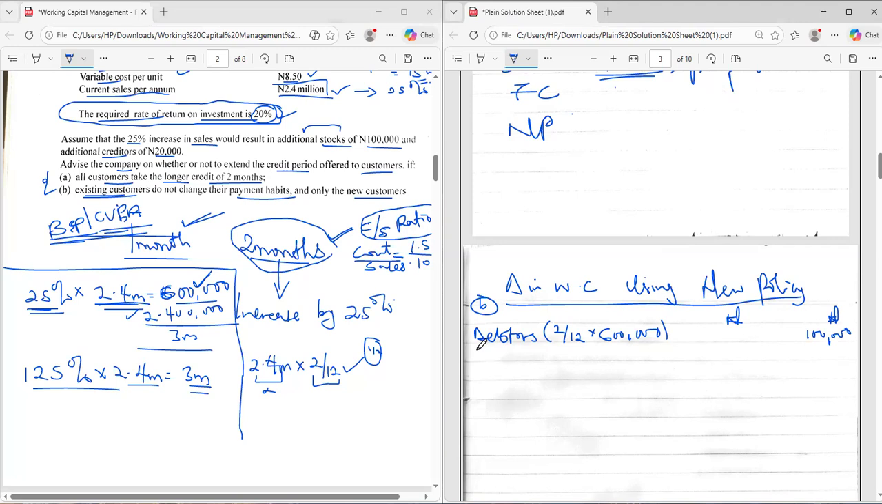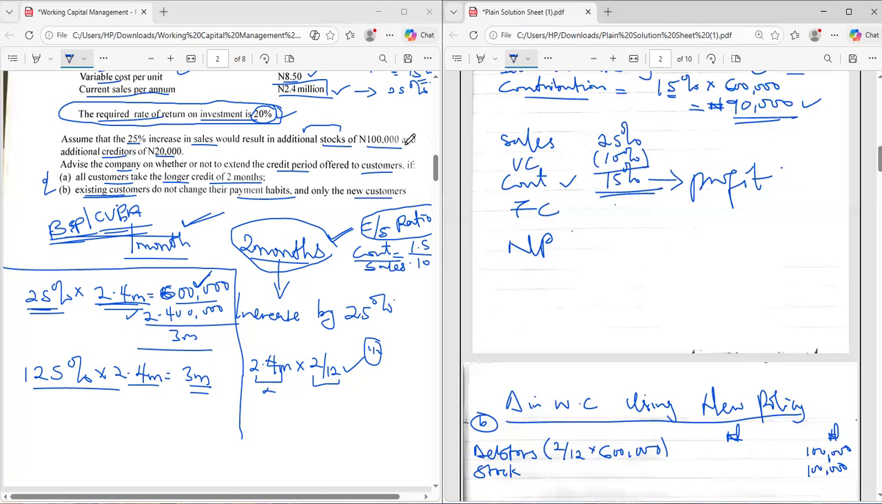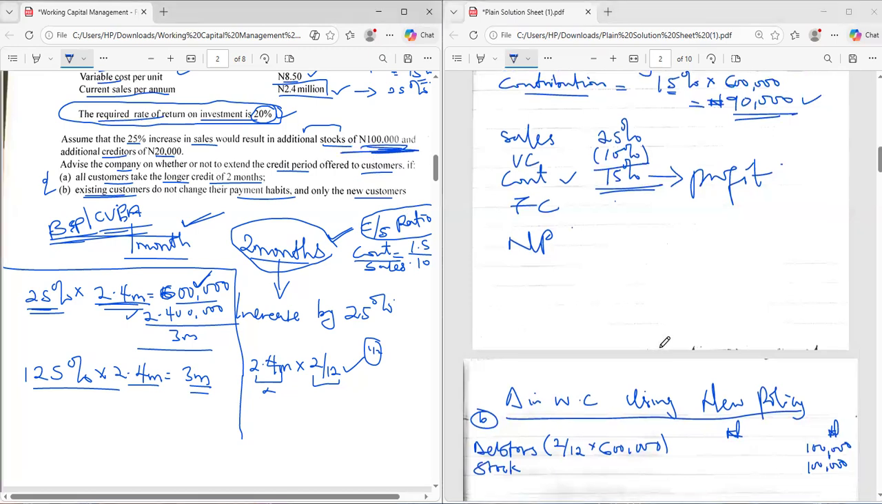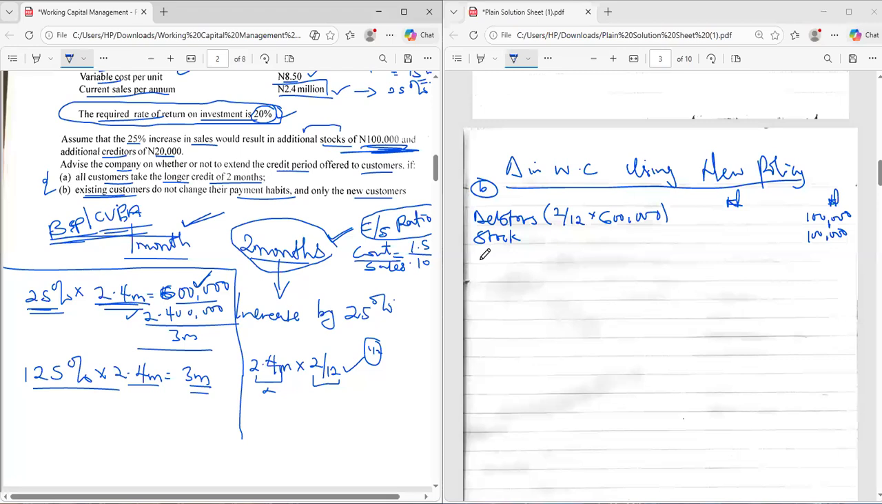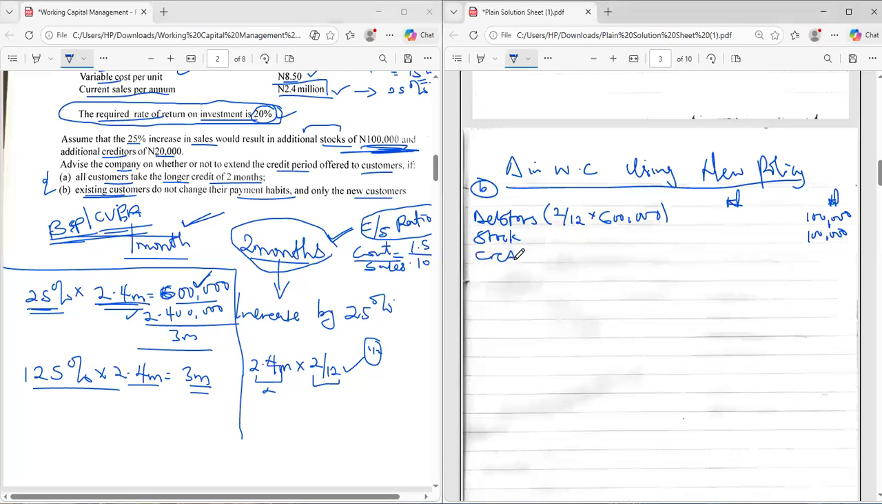So move to the next one. Stock. They said stock will increase by how much? 100,000. We are told in the question. Do you remember? Look at it here. Then the next one is creditors. What do they say about creditors?